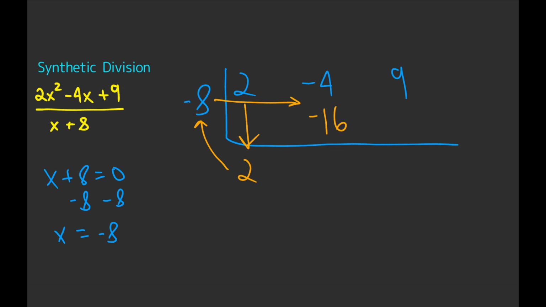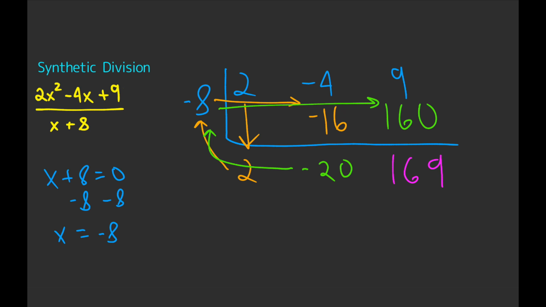Then we add negative 4 and negative 16. Adding a negative is the same as subtracting, so it's actually negative 4 minus 16, which is negative 20. Then we take the negative 20 and we multiply it by negative 8, which is positive 160. We put that positive 160 under the 9. And then we do 9 plus 160, which equals 169.